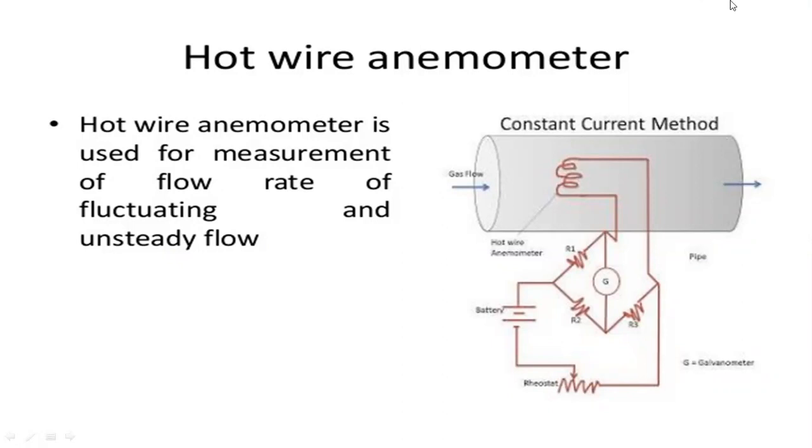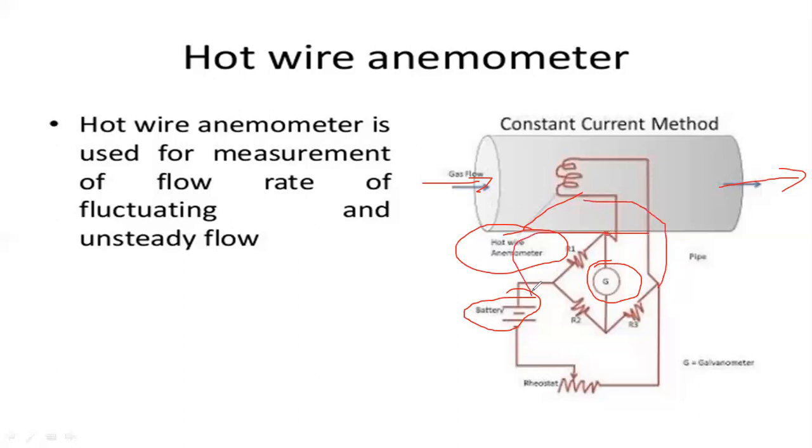It is a pipe. I'm taking one pipe, and in that pipe I am placing a Wheatstone bridge circuit. Through the Wheatstone bridge circuit, one galvanometer is connected, and a wire, the hot wire anemometer, is connected. In that Wheatstone bridge circuit, two of the ends are connected to a battery, and the other two ends are connected to this hot wire anemometer.